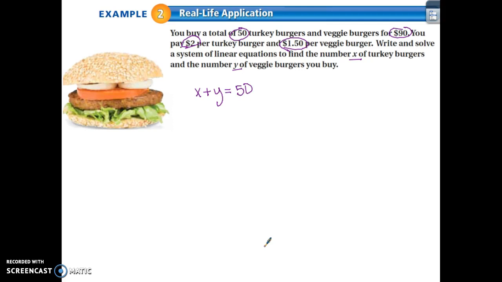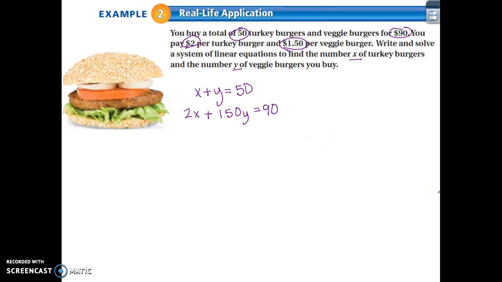Now my second relationship is the price of everything. I know that it's $2 for a turkey burger, so if I take 2 and multiply it by the number of turkey burgers, this is the total cost that I spend just on turkey burgers. So for example, if I buy 3 turkey burgers, I have spent $6 on turkey burgers. But I also need to add on the number of veggie burgers that we're buying, multiplied by their cost. So I need to add on how much I'm spending on veggie burgers. So the amount I spend on turkey burgers plus $1.50 times my veggie burgers, that's going to give me the total that I've spent all together. And this is going to equal $90.